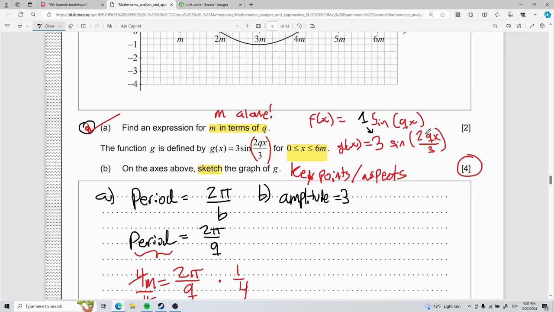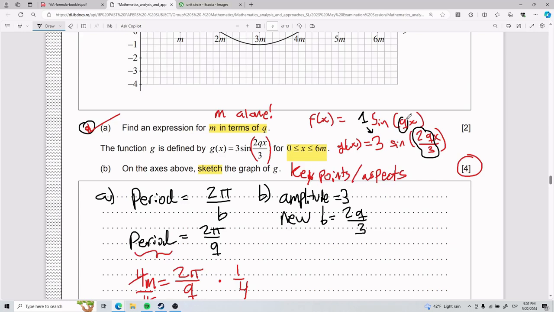The other thing you can observe is that now your period is not just q, it is 2q divided by 3. And so your new b, which is going to affect your period, it has to be 2q divided by 3.